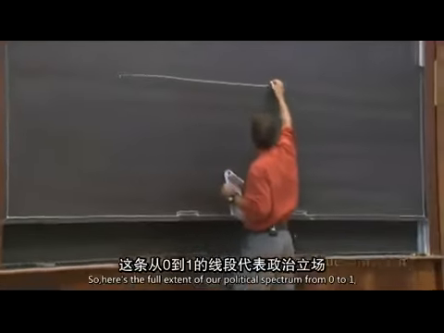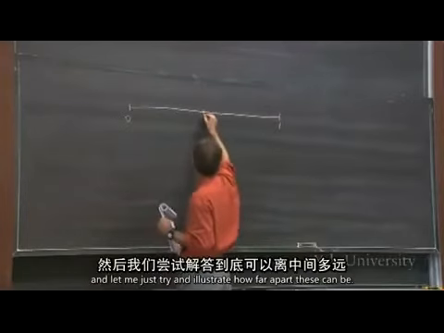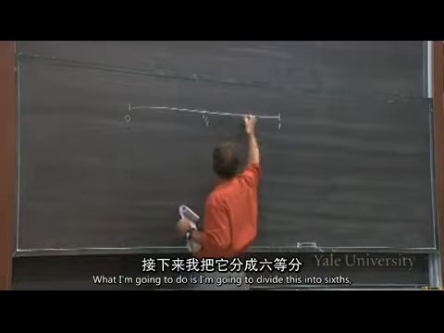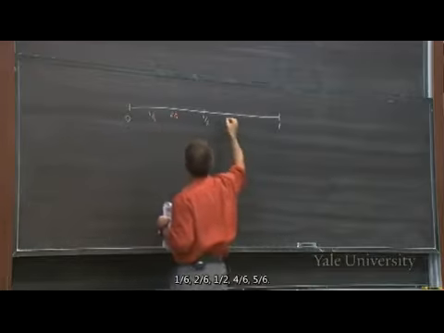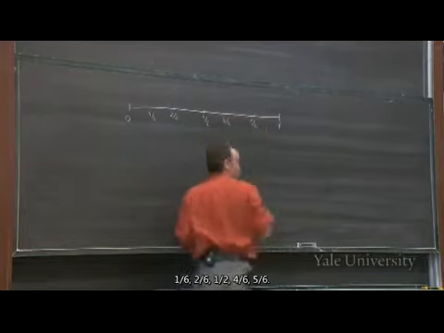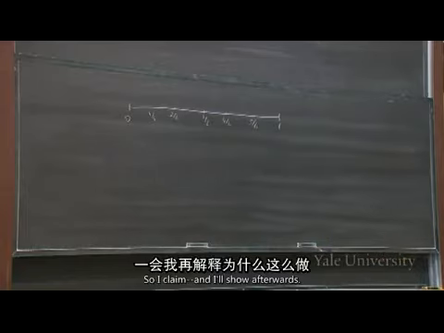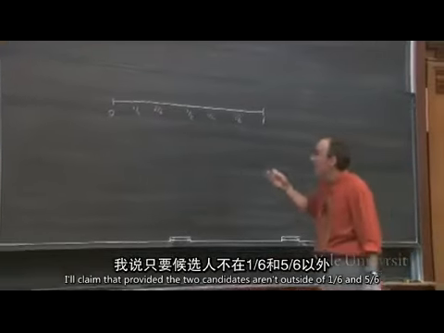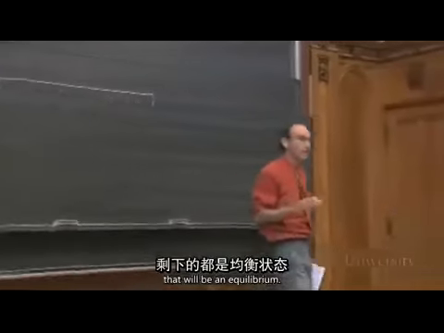So here's the full extent of our political spectrum from 0 to 1, and let me just try and illustrate how far apart these can be. What I'm going to do is divide this into sixths: 1/6, 2/6, 1/2, 4/6, 5/6. All right? So I claim, and I'll show afterwards, that provided the two candidates aren't outside of a sixth and 5/6, that will be an equilibrium.